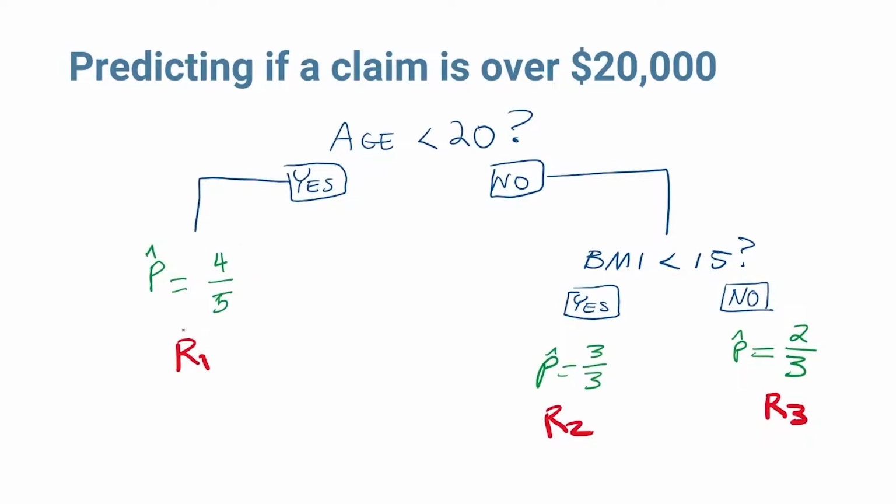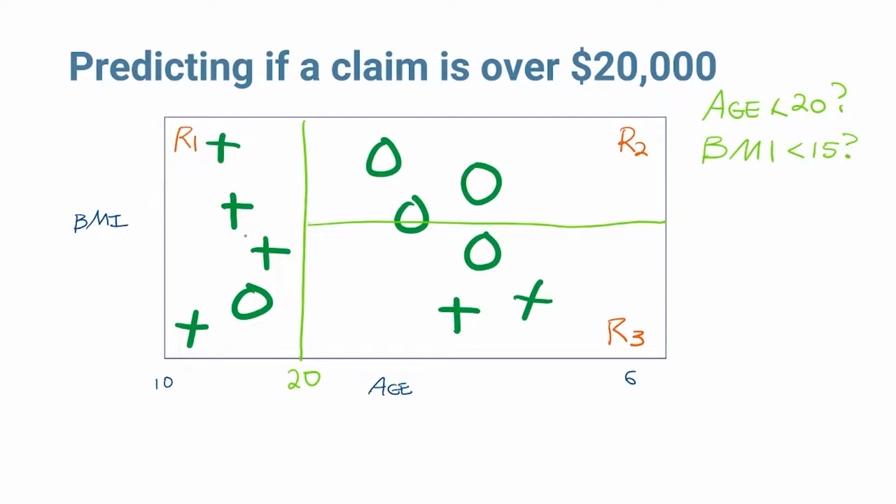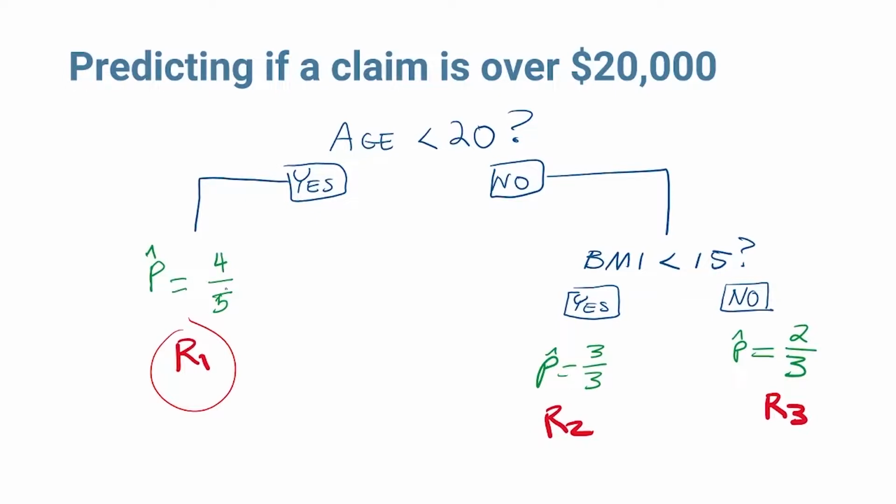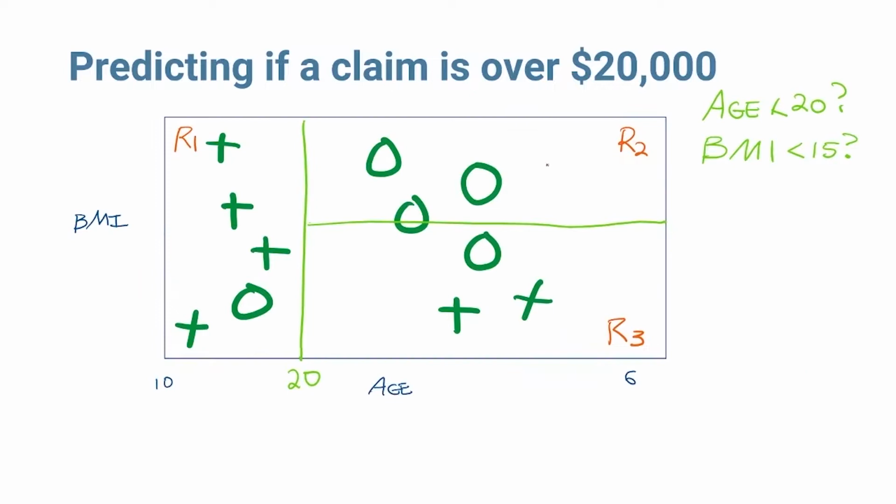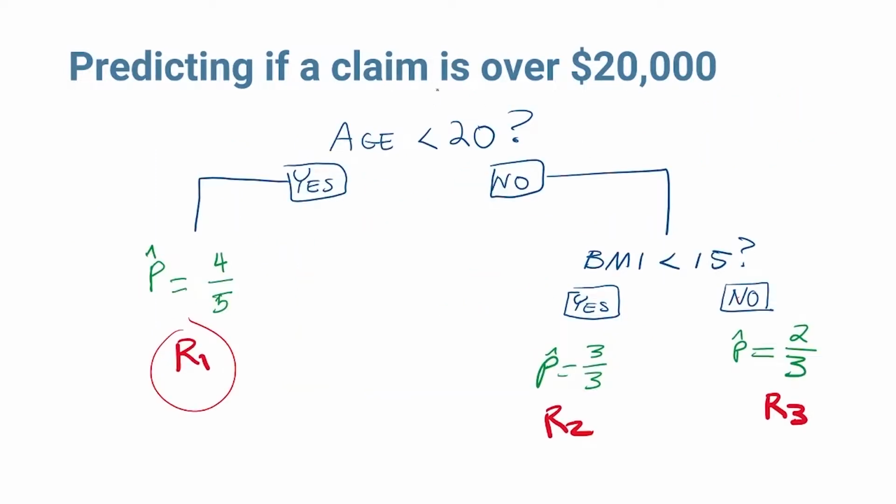So let's look at region 1 here. Region 1 has 1, 2, 3, 4, 5 total people, and 4 of them are positive. So the probability of being positive if you're in region 1 is 4 out of 5. And the way that we got this was just by asking people if they were under age 20. Similarly, for region 2, there were only 3 people and all of them were positive. That's this upper right region. So you ask people 2 questions. Are you under age 20 and is your BMI less than 15?